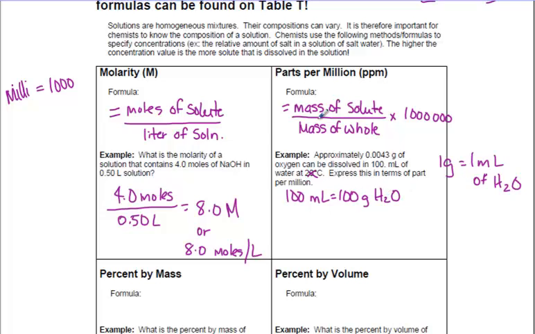So I'm going to just put this here so you know that 100 milliliters is equal to 100 grams of H2O. So when we set this up, we have the mass of the solute, 0.0043 grams divided by 100 grams of water, multiply by 1 million, and we get 43, and the units are ppm, parts per million.